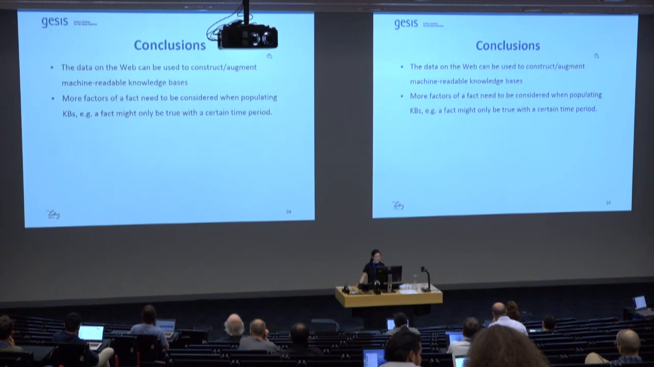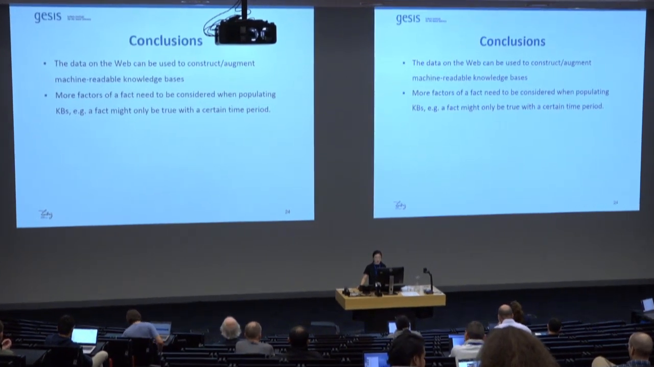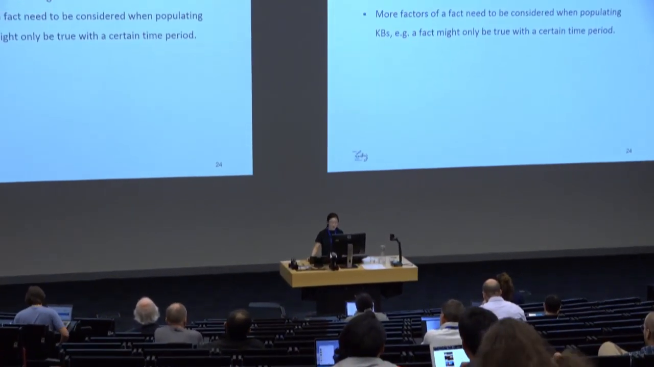And briefly, the conclusion is that we could find facts for augmenting machine-readable knowledge bases from the web, but for some facts we need to be more considerate on how to add them to the knowledge bases. For instance, if we want to add information about different versions of books on the same page, we need to consider whether to treat them as different entities, or some facts are only temporarily correct, and whether we want to have them in the database or not. Thanks.